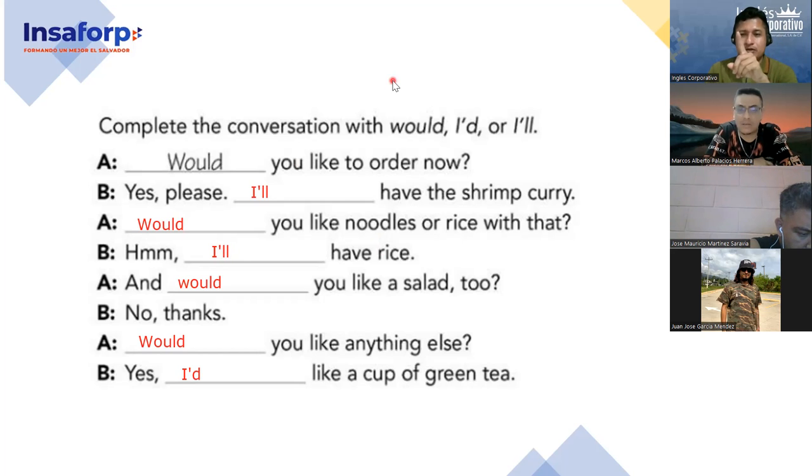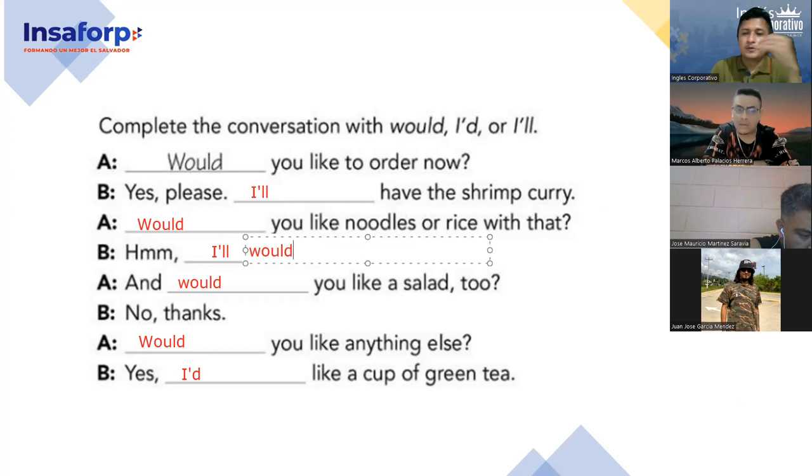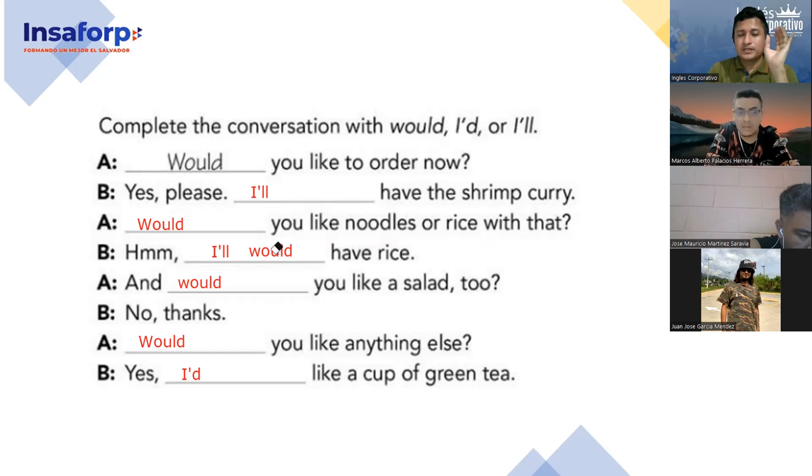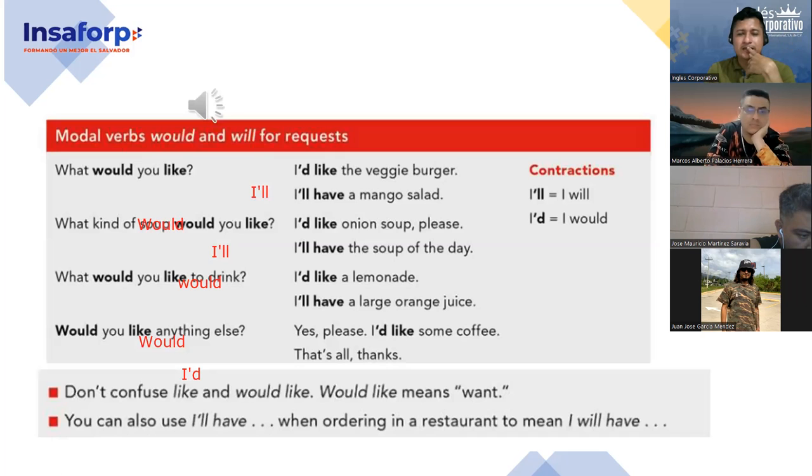What happened here? That is a good question because I was about to ask you the same thing. What I understand from you is, why don't we use would instead of I'll? Yes? The difference here is the structure. If you use "What would you like?", I answer "I'd like". Usually would goes with like, and will, I'll, goes with have.